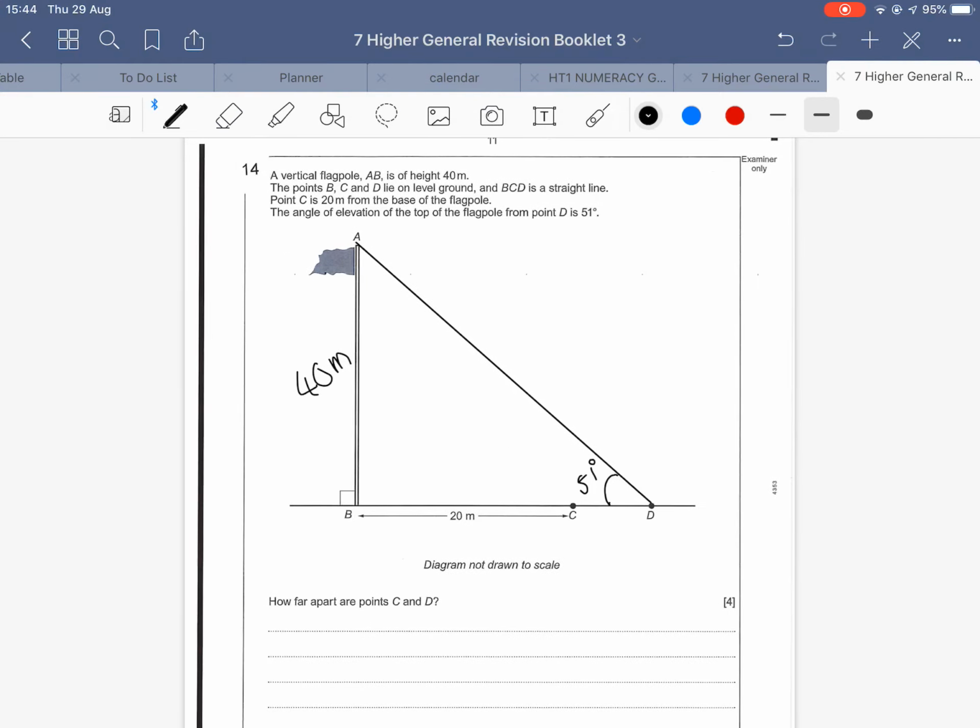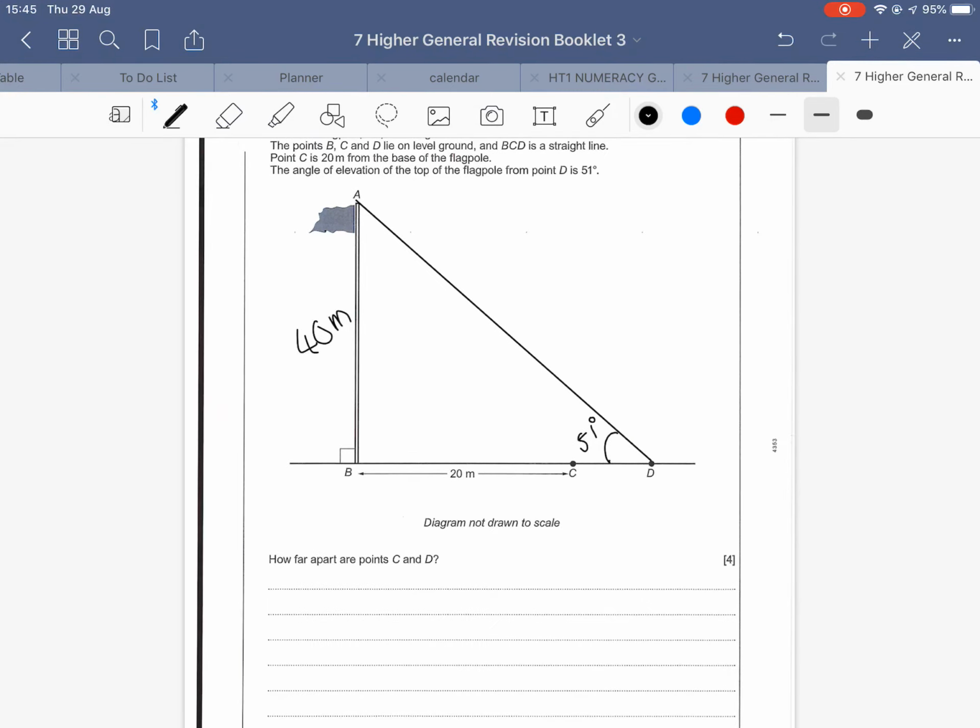What have we got to do? Calculate some sort of length. How far apart are points C and D? A bit of trigonometry, lovely. So what I'm going to use is the whole triangle. If I work out this whole bottom length, I can just take 20 away. So this is basically X. I'm finding the whole length. I know that's 20, but we want this extra bit here. So once I've found X, I can just take away 20 to find CD.